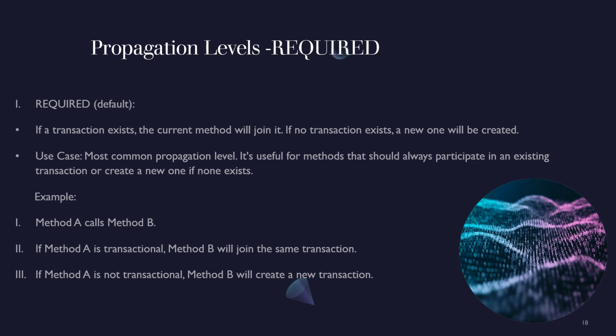For example, there are two methods, method A and method B. If method A is transactional, method B will join the same transaction, and if method A is not transactional, method B will create a new transaction.